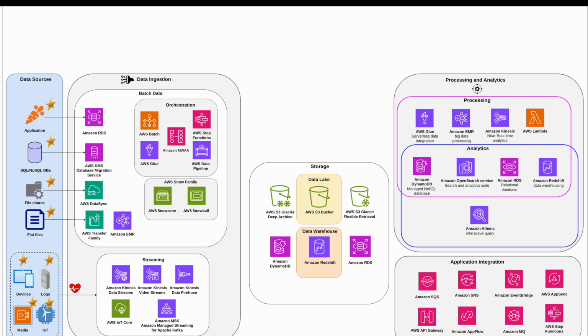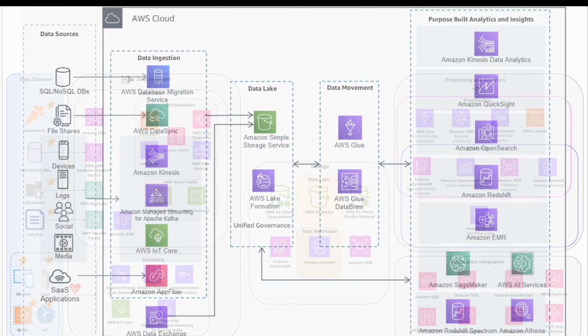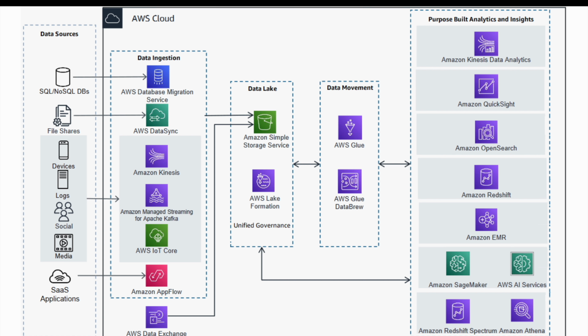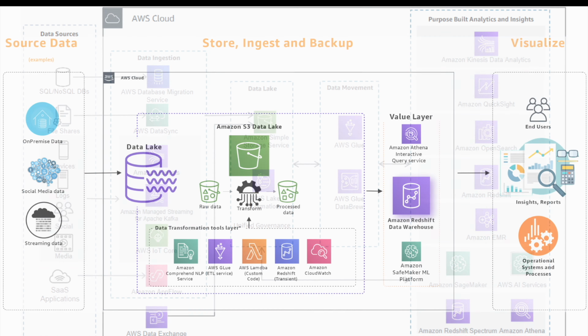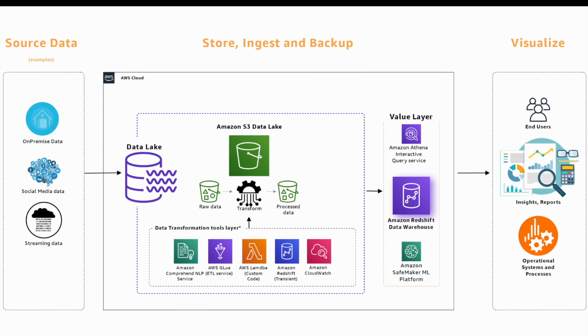Let's look at the schema. As you can see, S3 is in the center, and there is AWS Lake Formation, centrally governed, secure, and globally shared data for analytics and machine learning. Let's look at another schema. As you can see, S3 is the central core of the data lake, and below this you can see the data transformation tools layer.